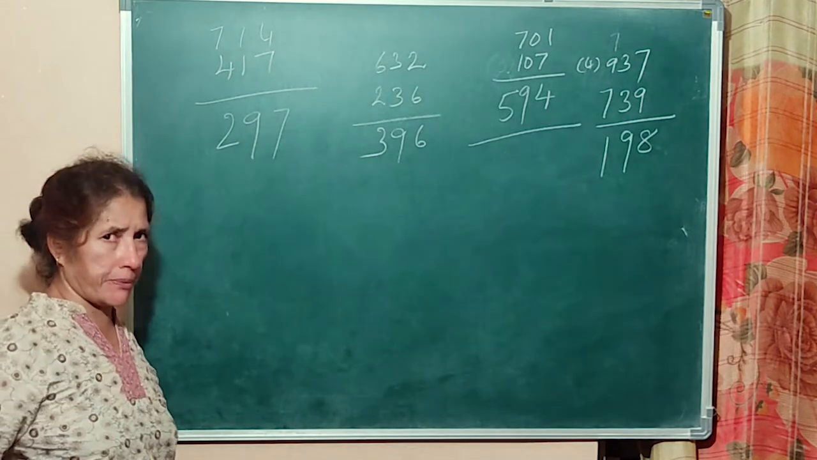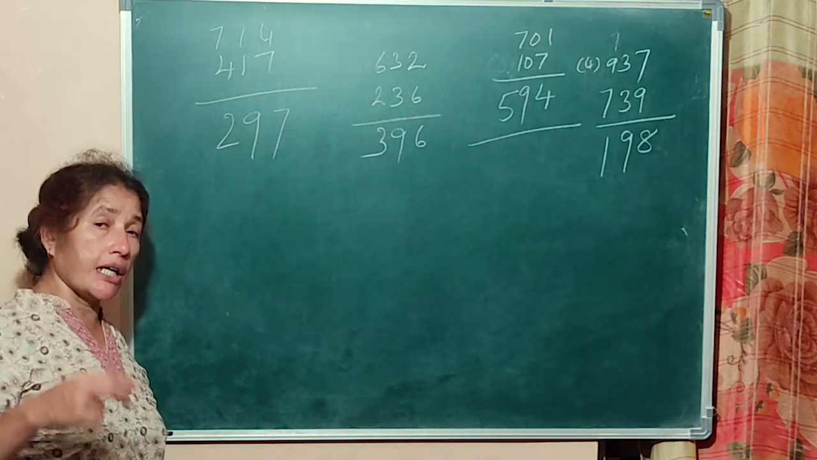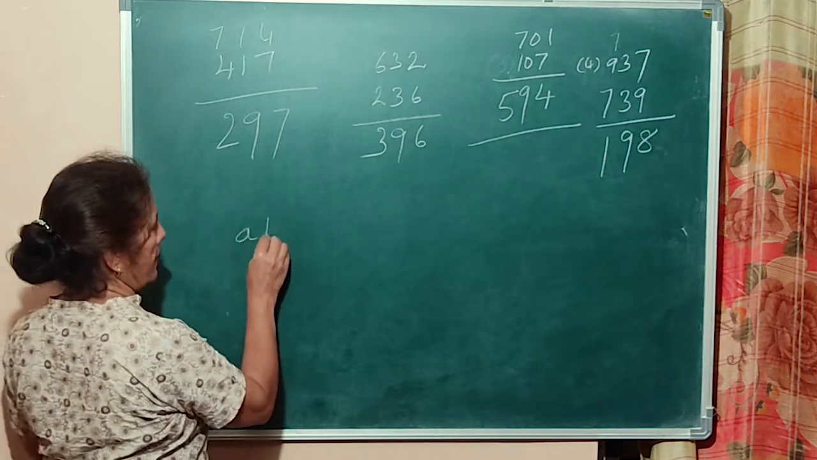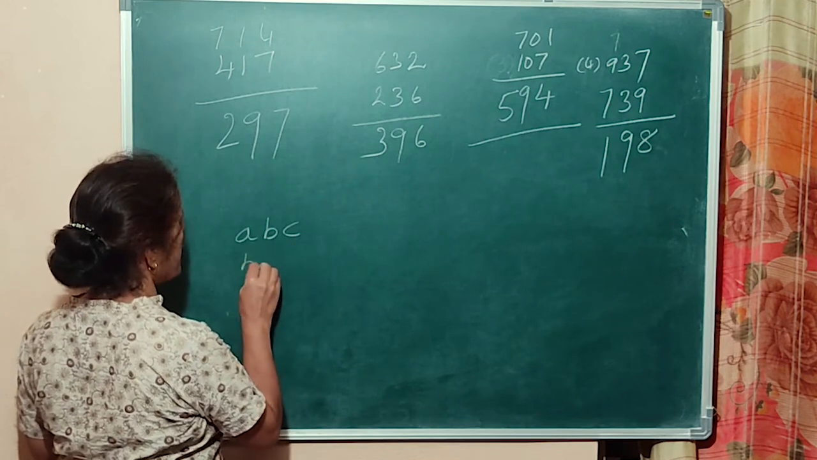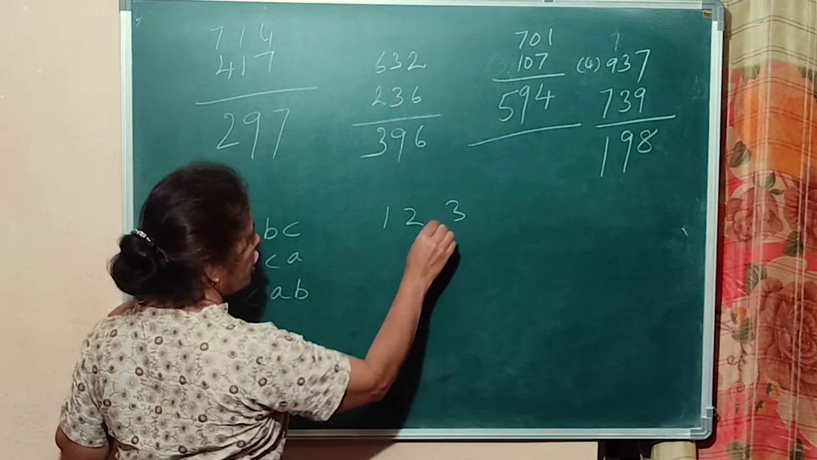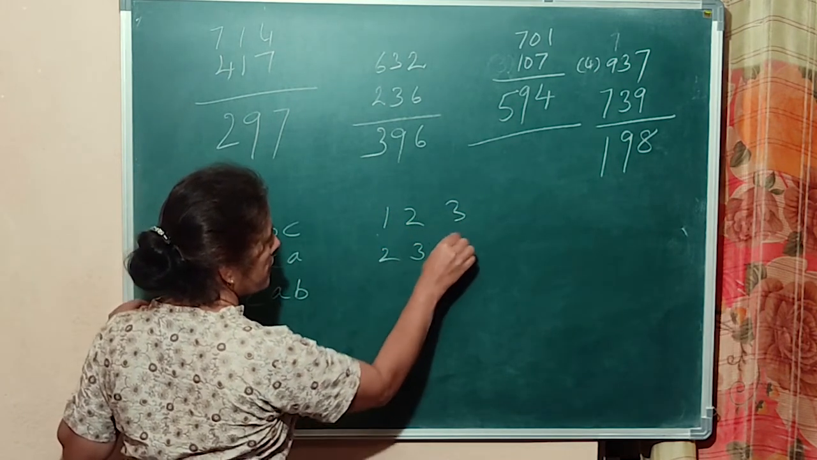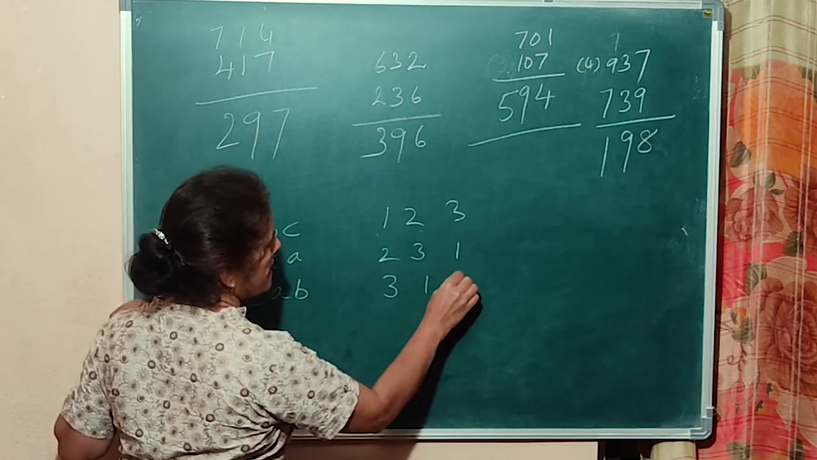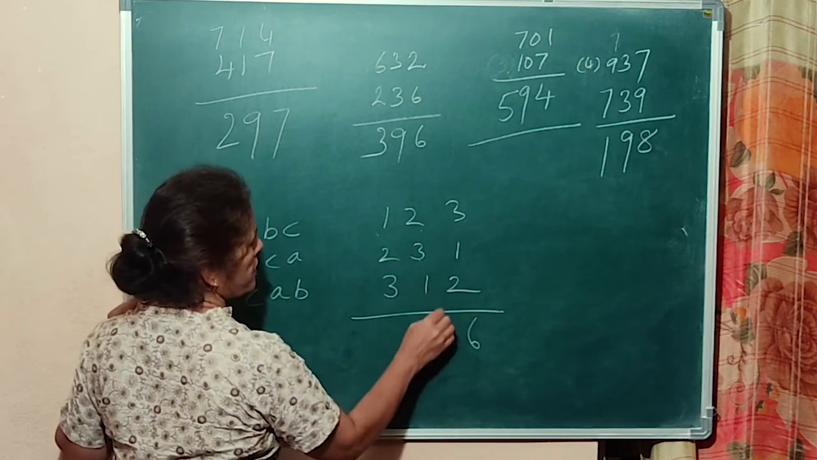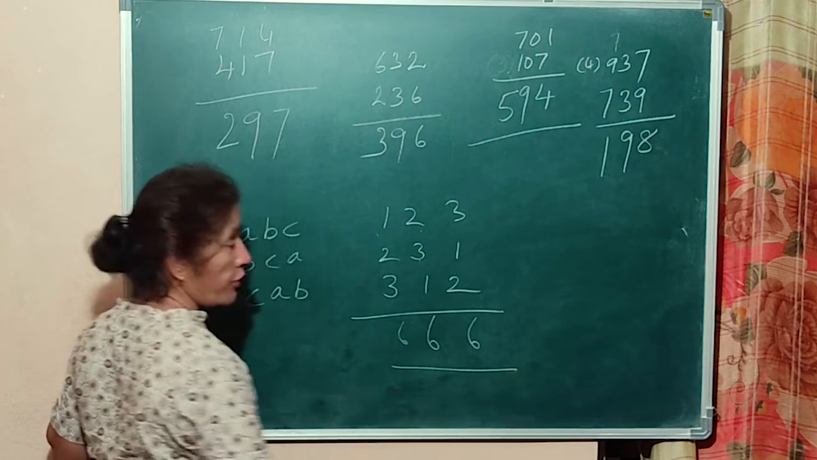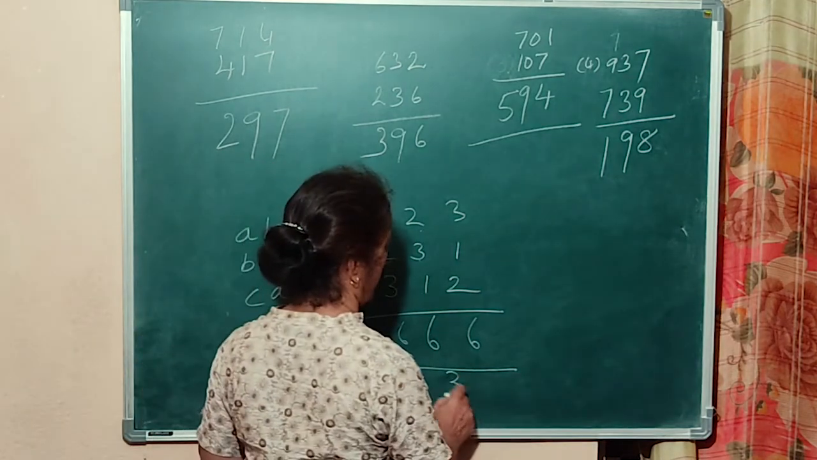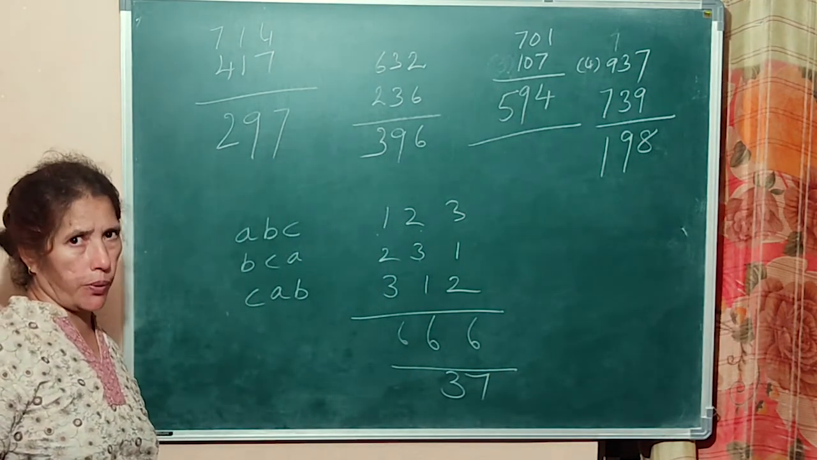down a 3-digit number. Ask her to repeat and write in such a way. Suppose ABC is a number. Ask her to write down BCA and CAB. Suppose 1, 2, 3, 2, 3, 1, 3, 1, 2. Ask her to add: 1 plus 2, 3, plus 3, 6. 1 plus 3, 4, 2, 6, 5, 6. When you divide it by 111 or 37, when you divide by 37, the remainder is 0.